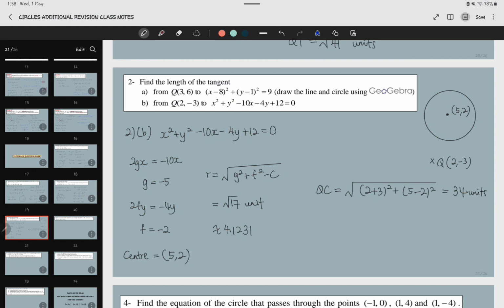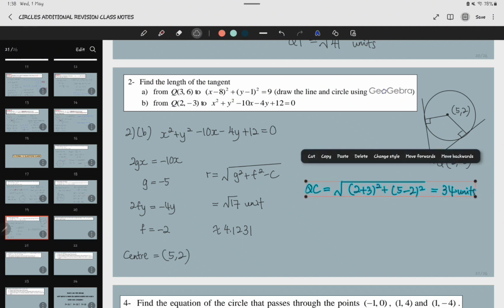Just a rough guess. So same, you will have your tangent, a straight line, here. And another tangent here. Connecting the tangents to your center would be the perpendicular lines, which are 90 degrees and 90 degrees. This is your visualization. So you get your QC value.